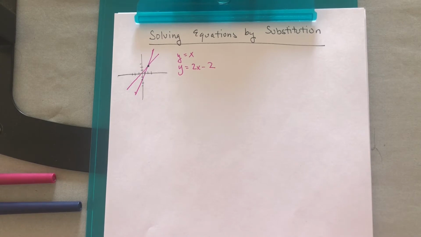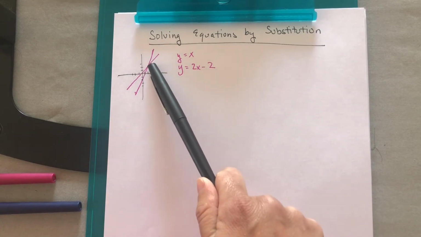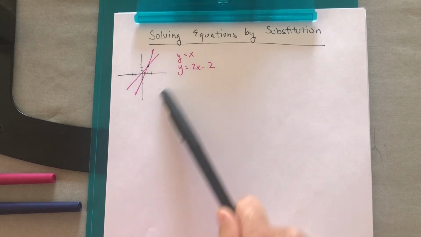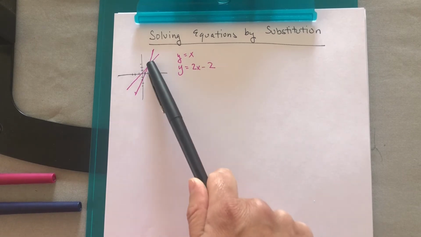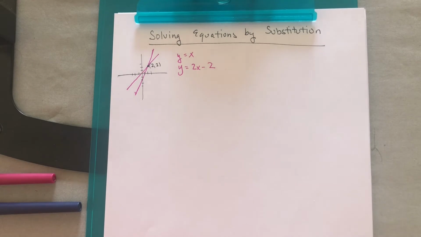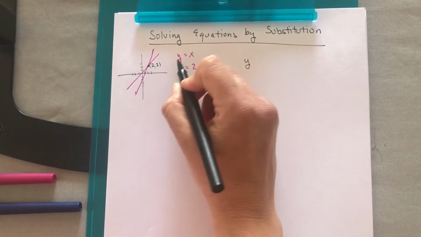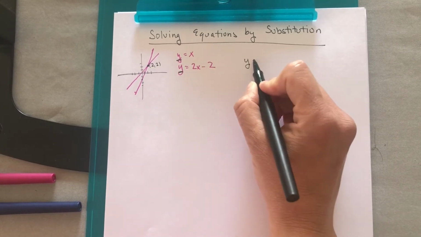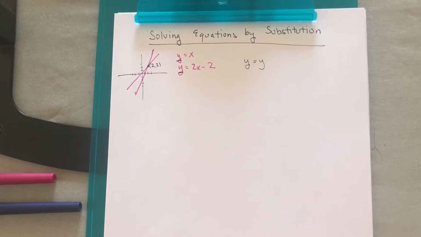So today we're going to look at solving equations by substitution. So think for a minute about the goal we have when we solve equations by graphing. The goal is to find the point where the lines cross, because that's the point that's going to be the solution to the system, because that x value and y value makes both of those equations true. What that also means is at that point, the y value of the first equation is the same as the y value of the second equation. So at that point, y equals y.